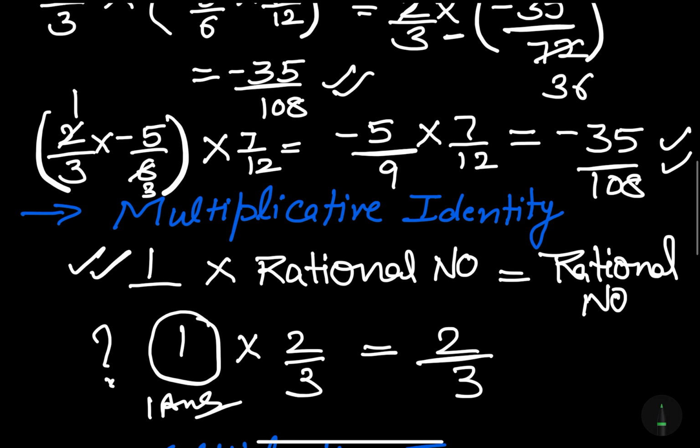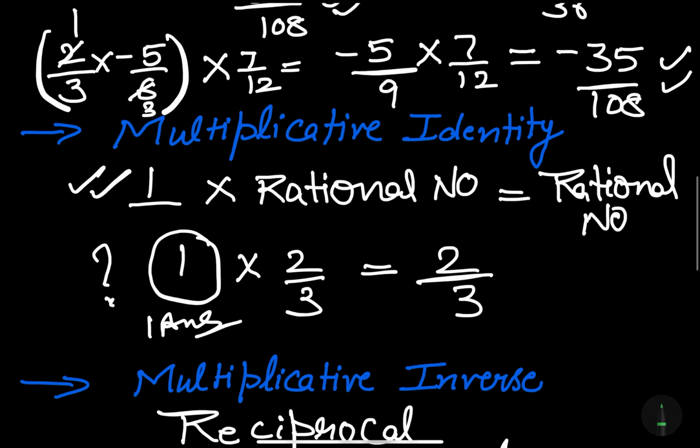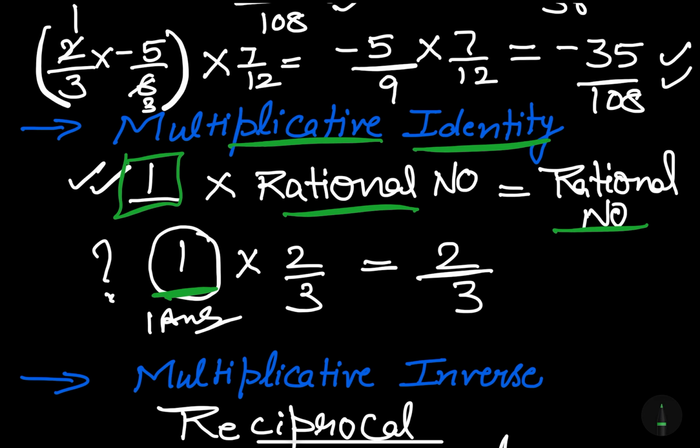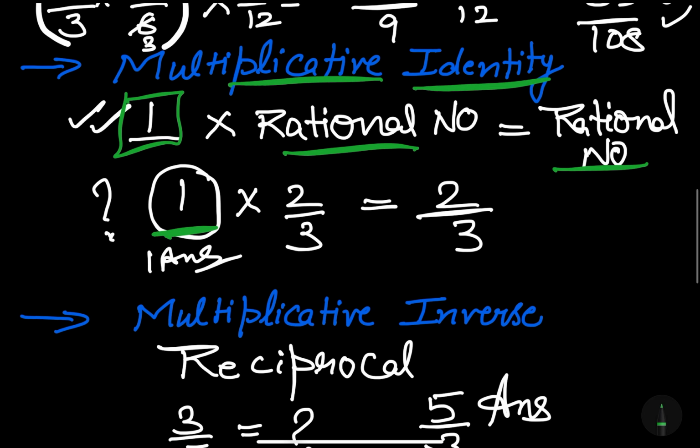Next is the multiplicative identity. The multiplicative identity for rational numbers is what, students? 1. Why? Because when we multiply 1 with any rational number, we always get the rational number itself. So by which number do we multiply a rational number so that we get the rational number itself? That is 1. So 1 is the multiplicative identity of rational numbers.